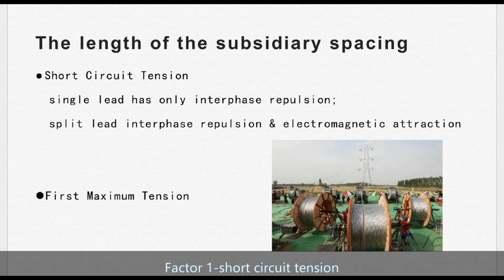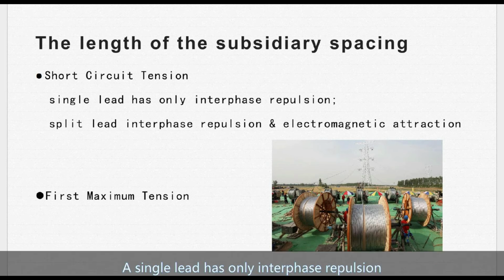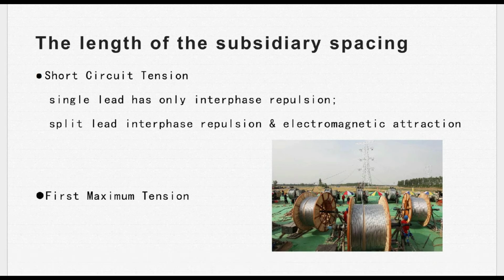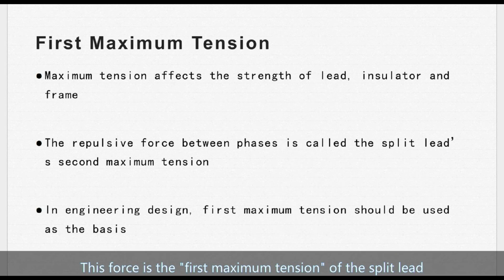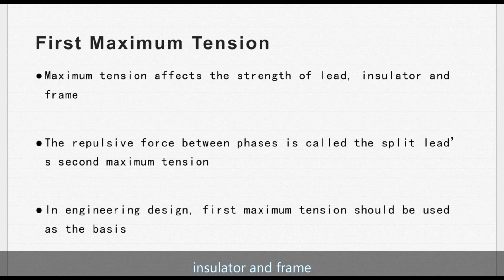Factor 1. Short-circuit tension. The stress of a dual-split lead in short circuit is different from that of a single lead. A single lead has only interphase repulsion, but a split lead not only has interphase repulsion but also the electromagnetic attraction between the subsidiary leads in the same phase, which will cause the secondary wires to be stretched, resulting in elastic tension. This force is the first maximum tension of the split lead. At the moment short circuit occurs in the split lead, there will be a first maximum tension which greatly affects the strength of lead, insulator and frame.